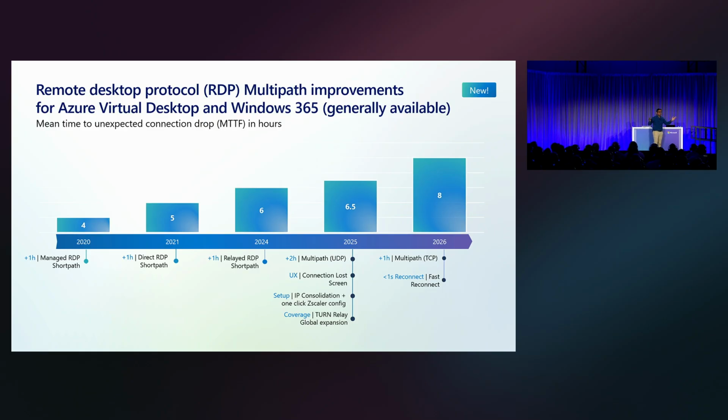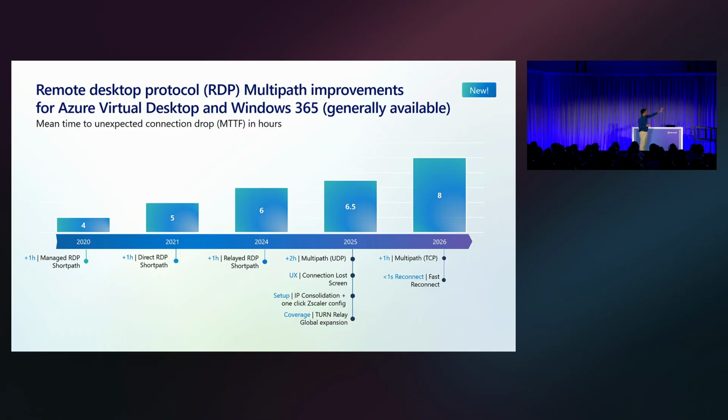Then COVID struck, everybody went home and started to work from home. So we took a step further, and we wanted to make UDP available for public networks, and that's where direct RDP Shortpath came. We also call it RDP Shortpath for public networks. But one thing we realized is, even though people were connecting from home, they were still going through the complex network configurations which are there in the enterprise. So we needed to provide a way to unblock them, and that's where we started our journey with relayed RDP Shortpath. That came in 2024.